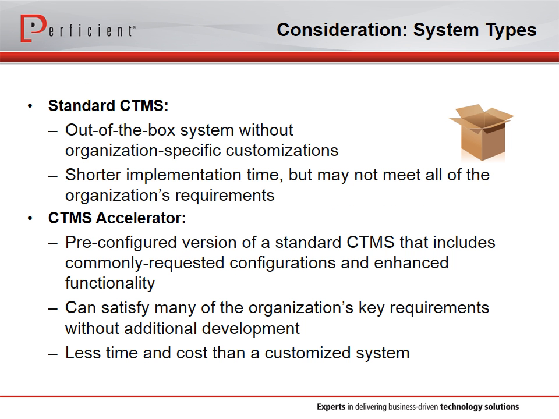As you gather your requirements, you'll want to consider the various types of systems that exist and determine which one makes the most sense for your organization in terms of functionality, implementation time, and budget. A standard CTMS simply refers to a system that can be used out of the box without any sort of configurations or enhancements. Selecting a standard system can usually save time, but you run the risk of not getting all the functionality that you need.